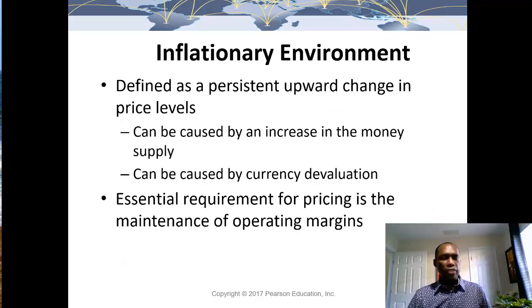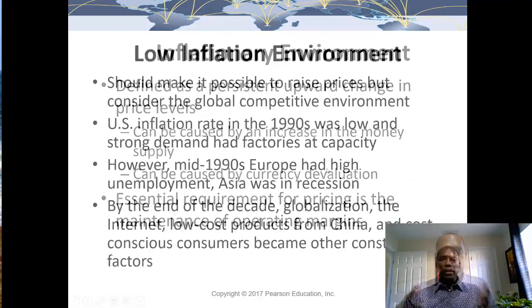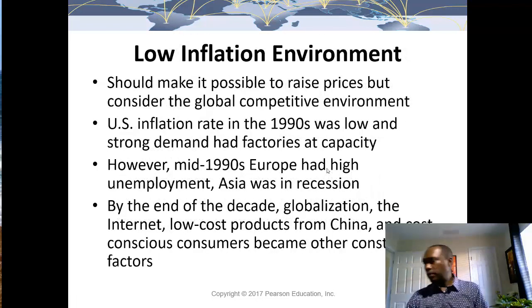Okay, again, inflationary environment. You've got a situation where inflation is obviously something to be noted. When you talk about the environmental influence, of course, we can't forget about inflation. We can't forget about interest rates. We can't forget about money supply. All of these are very important factors in terms of the price levels.